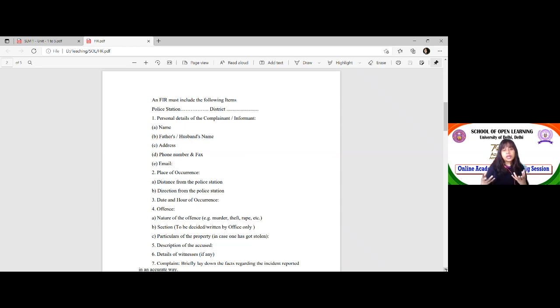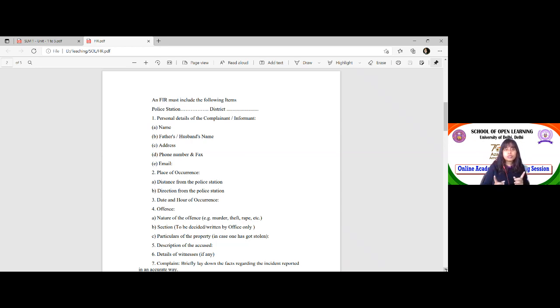Then you write the place of occurrence, like where has this incident happened? Where did you lose your phone? Where did you lose your document? You will write the distance from the police station, direction from the police station, so that the police can trace it back. Then you will write date and hour of occurrence, like when did it happen. Obviously, as well as you can remember it, or as minutely you can trace it. You can't obviously be like, I am sure at this second this happened. Obviously that doesn't happen. So you are going to be as precise and as certain as possible.